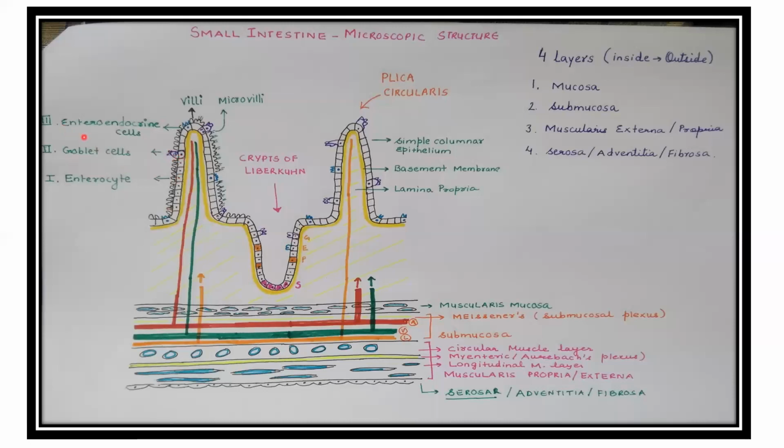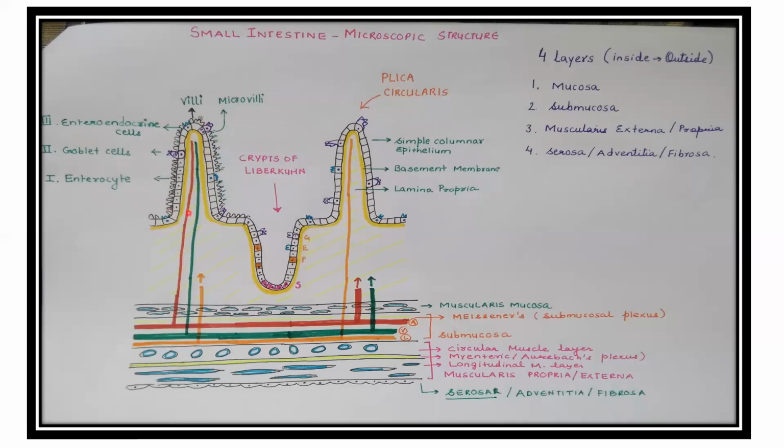Thirdly, we have another cell on this mucus simple columnar epithelium, that is the enteroendocrine cells. So they are endocrine cells, which we'll see why they are called enteroendocrine cells. This is the third group of cells. They are a little lesser in number. So together these cells form the first layer, that is the epithelial layer.